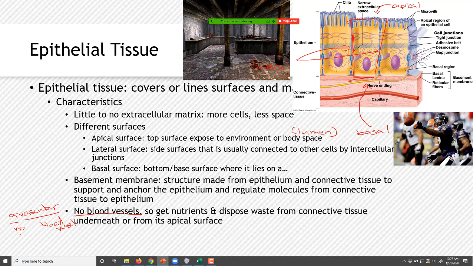If it doesn't have blood vessels, it's not going to get nutrients. It's not going to be able to get oxygen and get rid of carbon dioxide and dispose of its waste. So it needs to rely on the connective tissue that's right next to it in order to get these nutrients and dispose of its waste. Okay. Later on, when we take a look at the different types of membranes, most of the membranes will have both epithelial tissue as well as connective tissue with it.